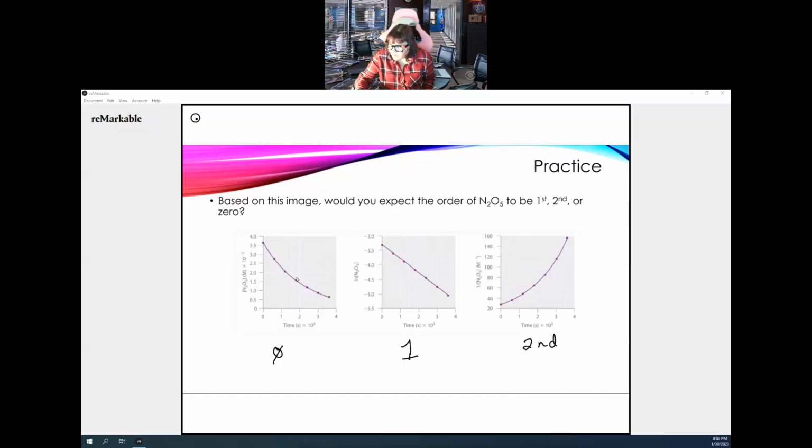Now I'm looking for the one that's linear. And this is the only one that makes a line. So I know that this is first order because that is the plot that is linear. And we can do this with all of our data. We can take our data, plot each one of these, see which one is linear, and that's the order that we're talking about.